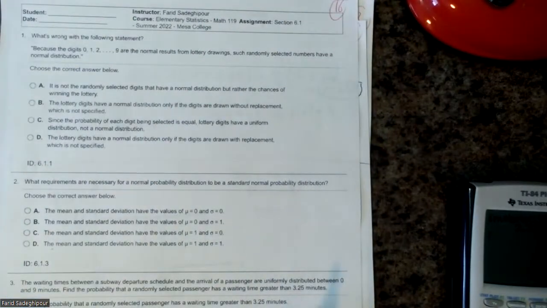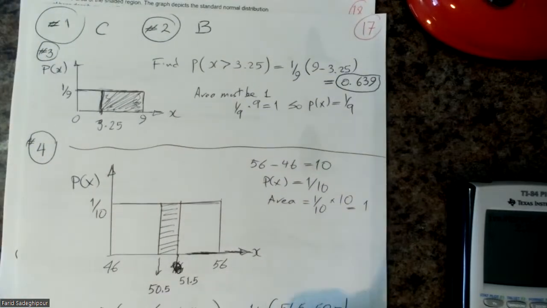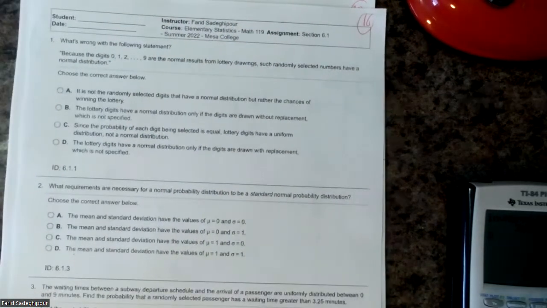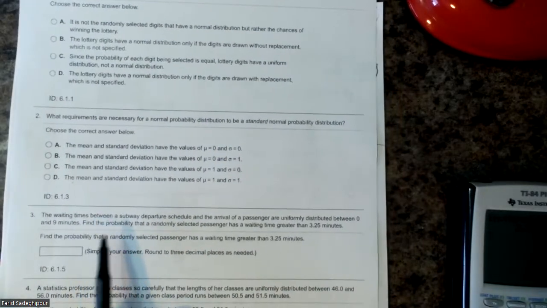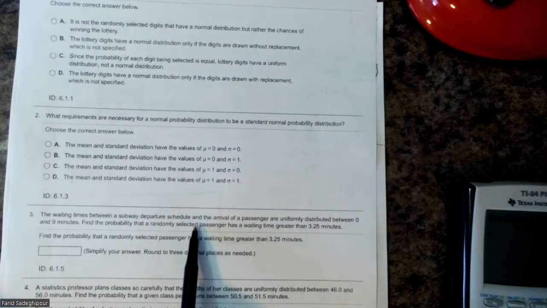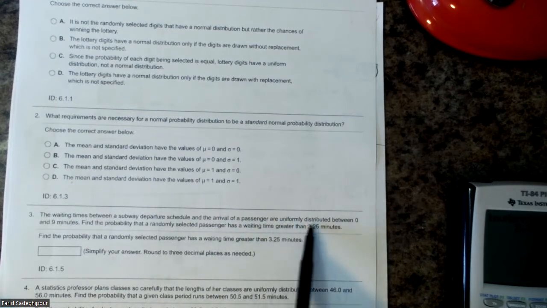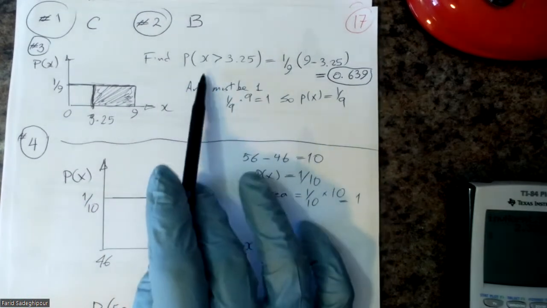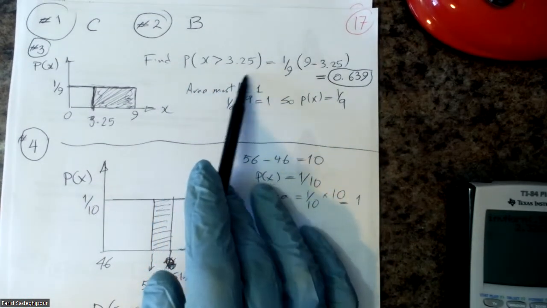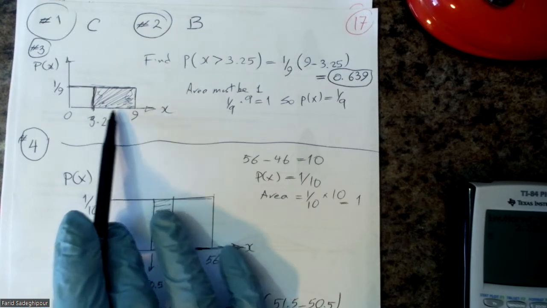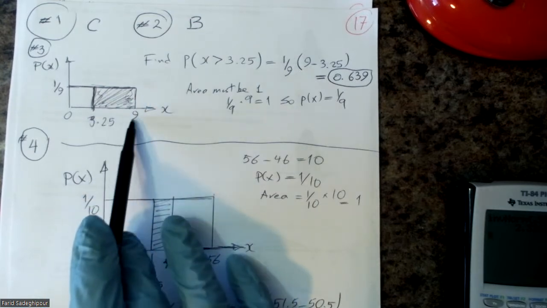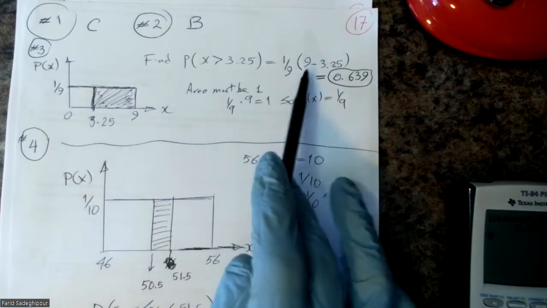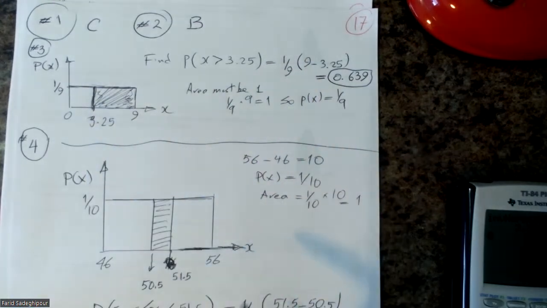Now, examples. I think on page number 1 I have the solution for you here. The first two are multiple choice, and then here, the waiting time between a subway departure schedule and arrival of a passenger is uniformly distributed. Means this is a uniform case, and they want us to calculate the probability of x greater than 3.25. Greater than 3.25 means find this area. How do we find this area? This distance times 1/9.